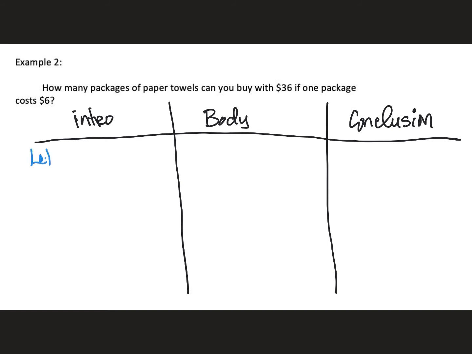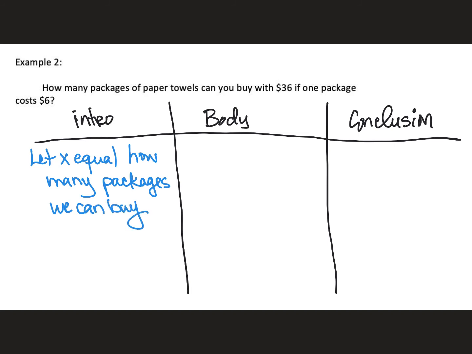Let x equal how many packages we can buy. We have $36 total. If one package costs $6, how would we write that? 6 times how many packages we'll have would be our total amount. So we're going to say 6 times x equals 36.